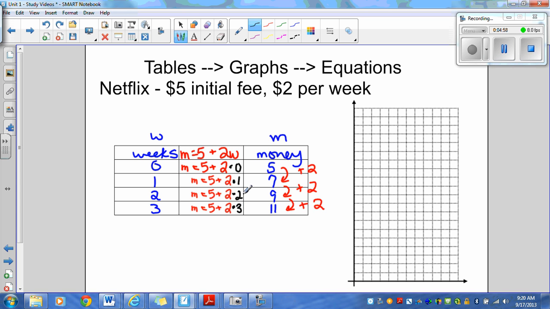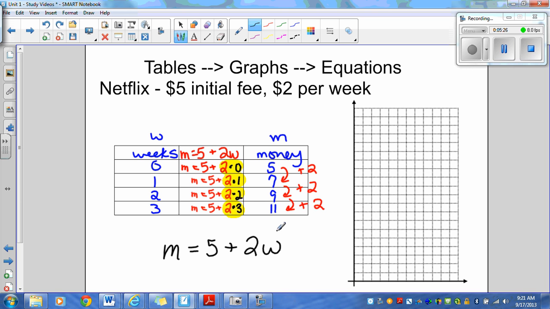We noticed, Mrs. Riker and I noticed, that people were having trouble with order of operations. Remember to do your multiplication first. 2 times 0 gets done first, then you add 5. 2 times 1 gets done first, then you add 5. 2 times 2 gets done first, then you add 5. And 2 times 3 gets done first, and then you add 5. Your equation, therefore, is the initial $5 plus 2 times the number of weeks equals M.